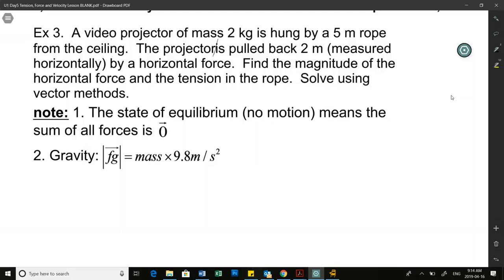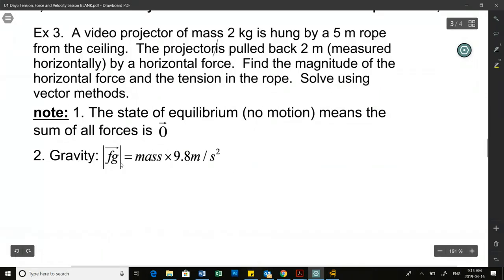So for us to be holding that box, with the horizontal force pulling it, the tension must be equal to the forces being exerted on it: the force of gravity and the horizontal force that's pulling that box, or the projector, I should say. So no movement means all the forces must equal 0. I'm sure some of you who have taken physics know this.